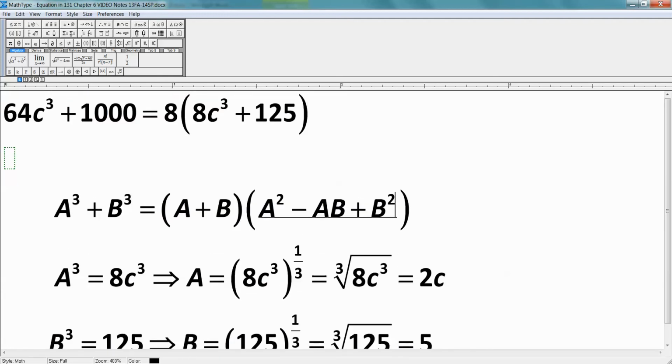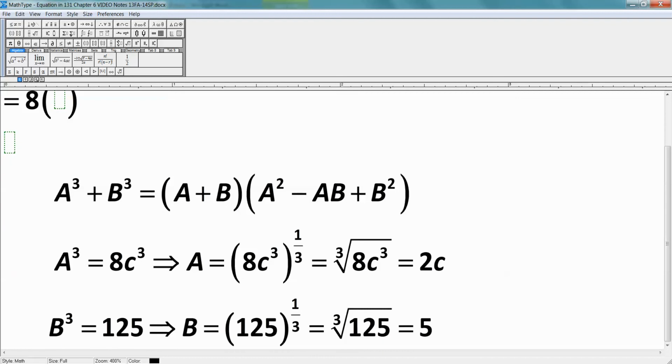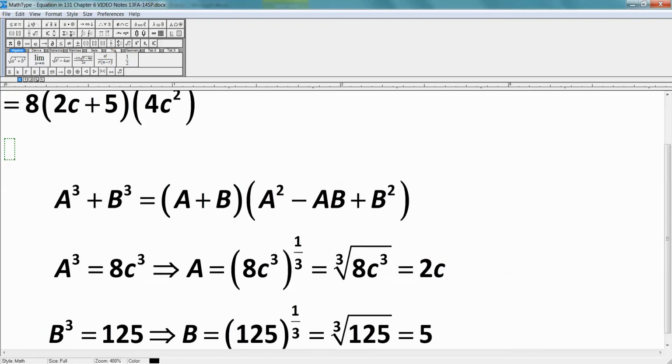So I'm just going to fill into this lovely formula right here. Don't need to know it, just need to be able to use it. So my answer is going to be 8 in front. And then a plus b, that's 2c plus 5. Then a squared. Now this is where it gets tricky. I need to square 2c, all of it. So 2 squared is 4, and c squared is c squared. So 4c squared minus a times b, that's 2c times 5. 2 times 5 is 10, so that's 10c, plus b squared, which is 25.